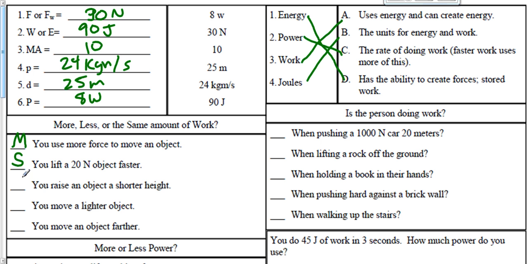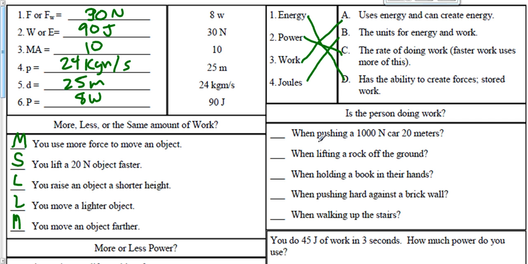You raise an object a shorter height. That's going to be less because it's force times distance. If you move a lighter object, that one's going to be less because you used less force to move it. And then you move an object farther, that's going to be more because the distance is greater.